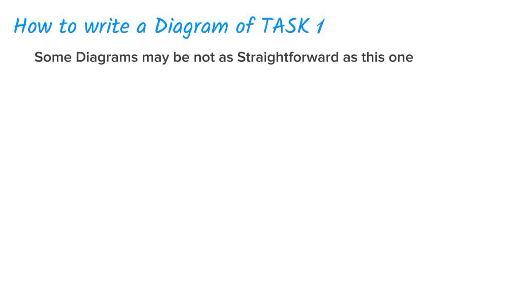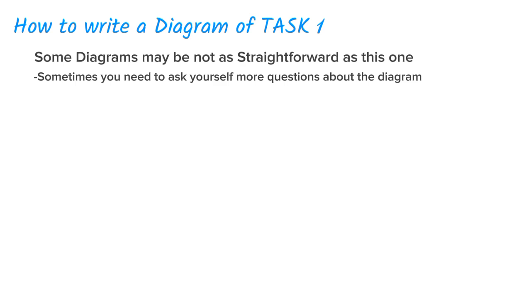Some process diagrams may be more complicated than this one. Sometimes you may need to ask yourself questions such as, is the process cyclic? Are there any repeated stages? Do any stages happen at the same time? Once you fully understand the diagram, you can begin writing your answer.